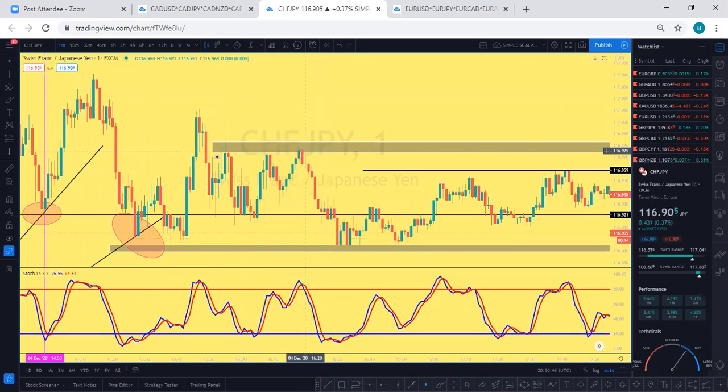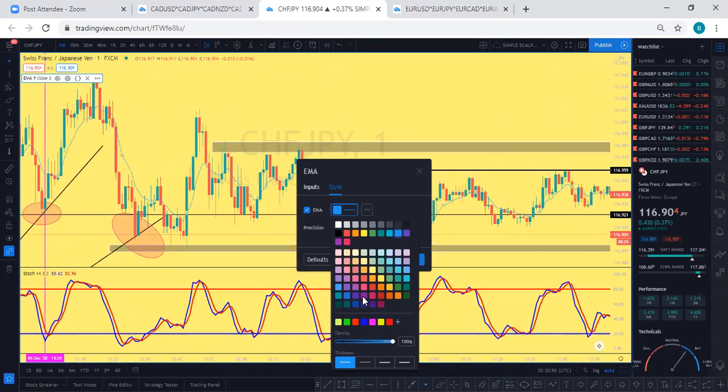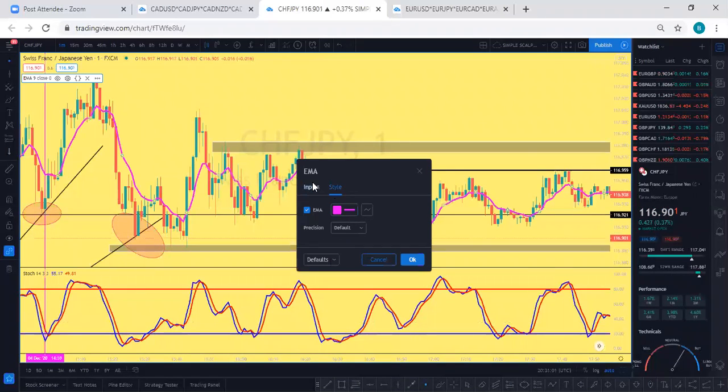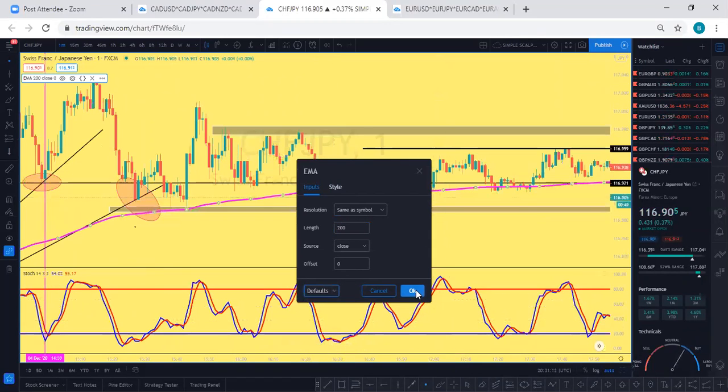Look at it here, moving average exponential. You add it, and you want to make it very thick. It has been added up here, but it is 8, so I want to come and set it. I'm changing this to purple. I like it being purple. I like it being the thickest, the fattest thickness. Then the input, you change this to 200. It's supposed to be 200. Then you save it as default and you click OK.